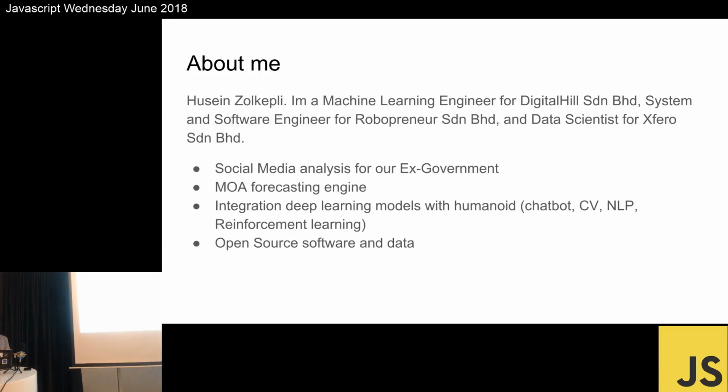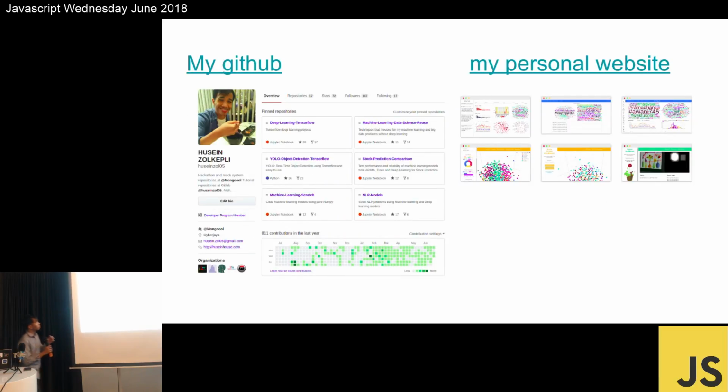And then we do reinforcement learning for robotic arms to pick up the objects automatically, and some open source software and data. So this is my GitHub. That's github.com/hussein005, and that one is my personal website.